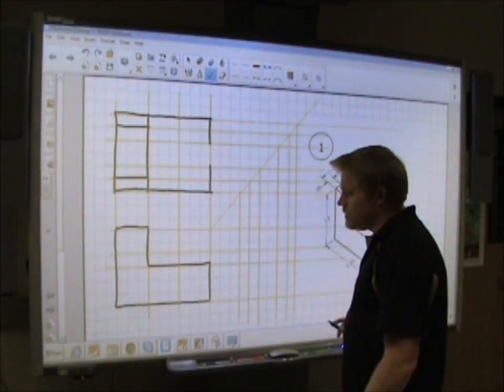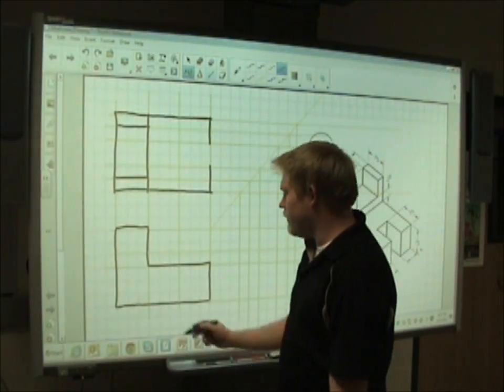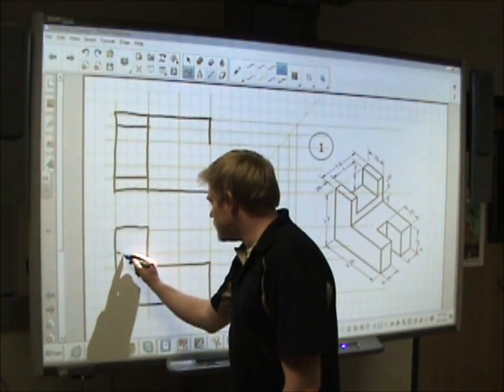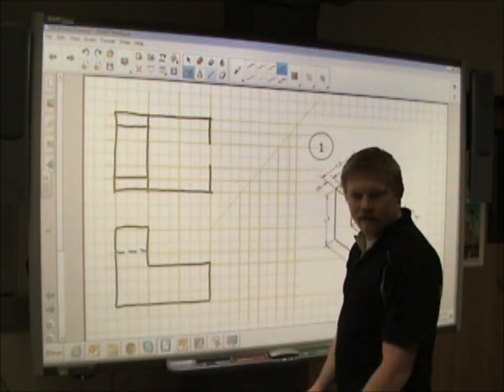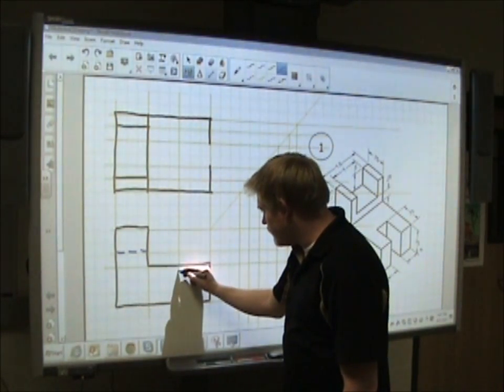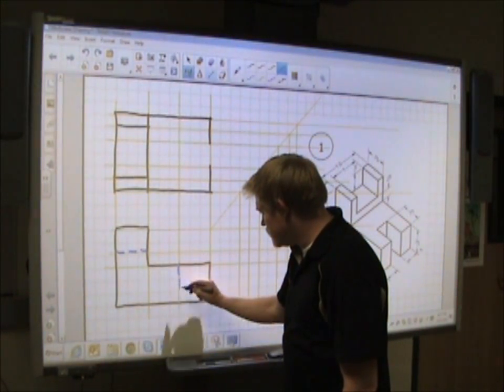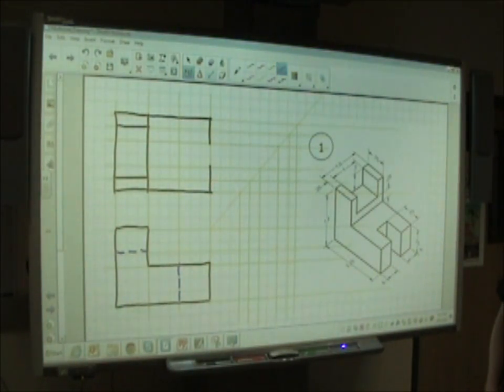Now I have those, and the way we represent hidden lines, I'm going to change it to blue here to show this. We do a dash line, short dash, short dash, short dash. That looks kind of terrible, but you get the idea. And then we have that same hidden line here. Short dash, short dash, short dash. That would be our hidden line.